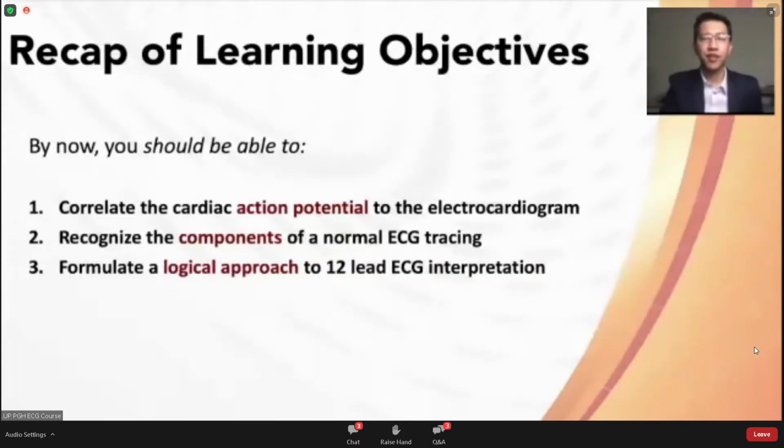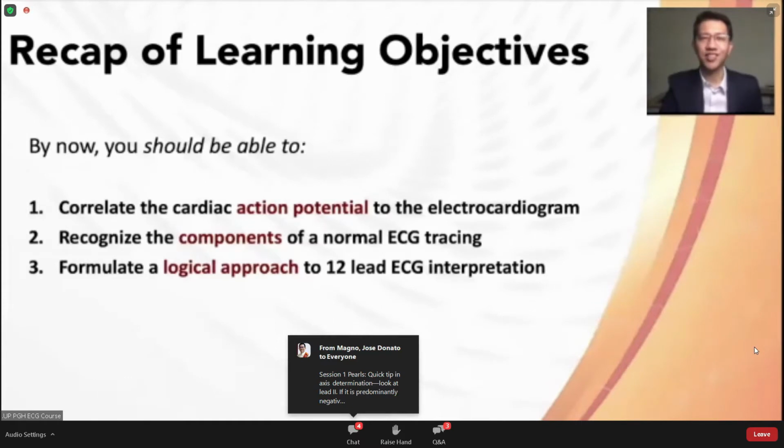So to recap, hopefully by now you know how to correlate the cardiac action potential to the ECG, recognize the components of the normal tracing, and formulate a logical approach to 12-lead ECG interpretation. Congratulations and enjoy your ECG reading.